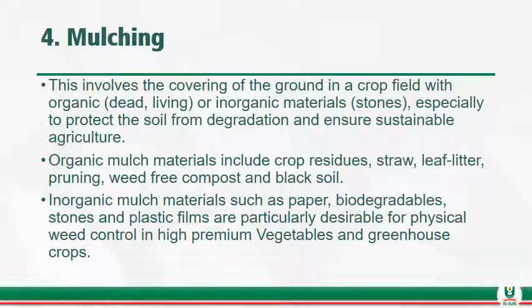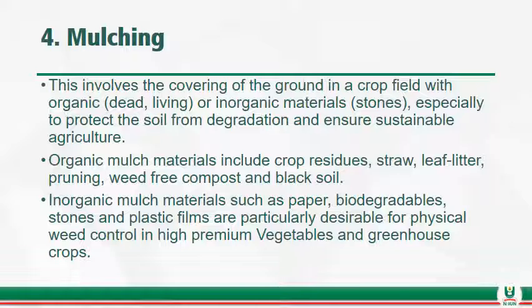The fourth point we'll be talking about here is mulching. Mulching simply means the covering of the ground in the crop field with organic or inorganic materials. So you are covering the field with dead leaves or straw, organic materials, or inorganic materials as the case may be, like stones or nylon. All you're doing is protecting the soil from degradation and ensuring that the soil is sustainable for agriculture. So you are preserving the soil structure and trying to prevent excess sunlight from hitting the surface of the soil.